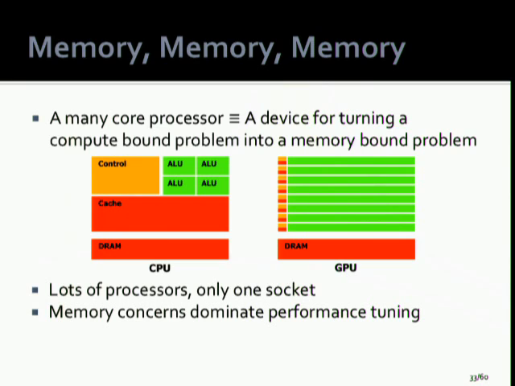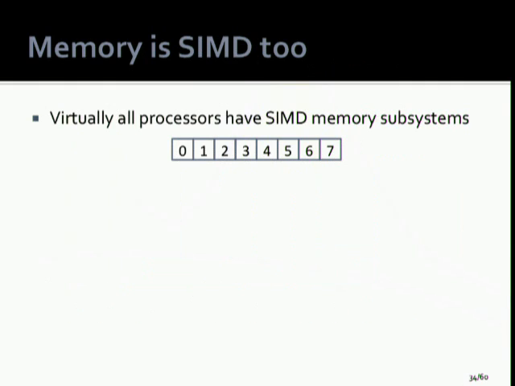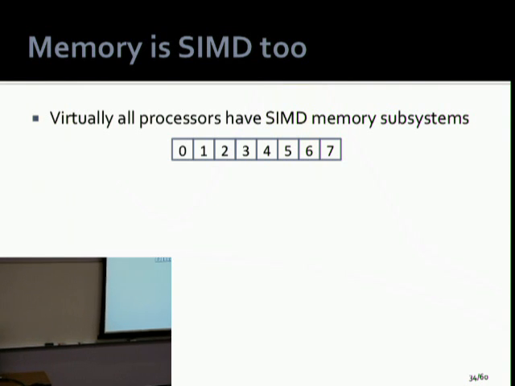If we think about the die photos, or these cartoons of a die photo that we saw earlier, when we have all these different things contending for one DRAM interface, memory concerns are going to dominate. I want to point out that memory is SIMD too. We talk about the execution of floating point instructions being SIMD, but memory is SIMD as well.